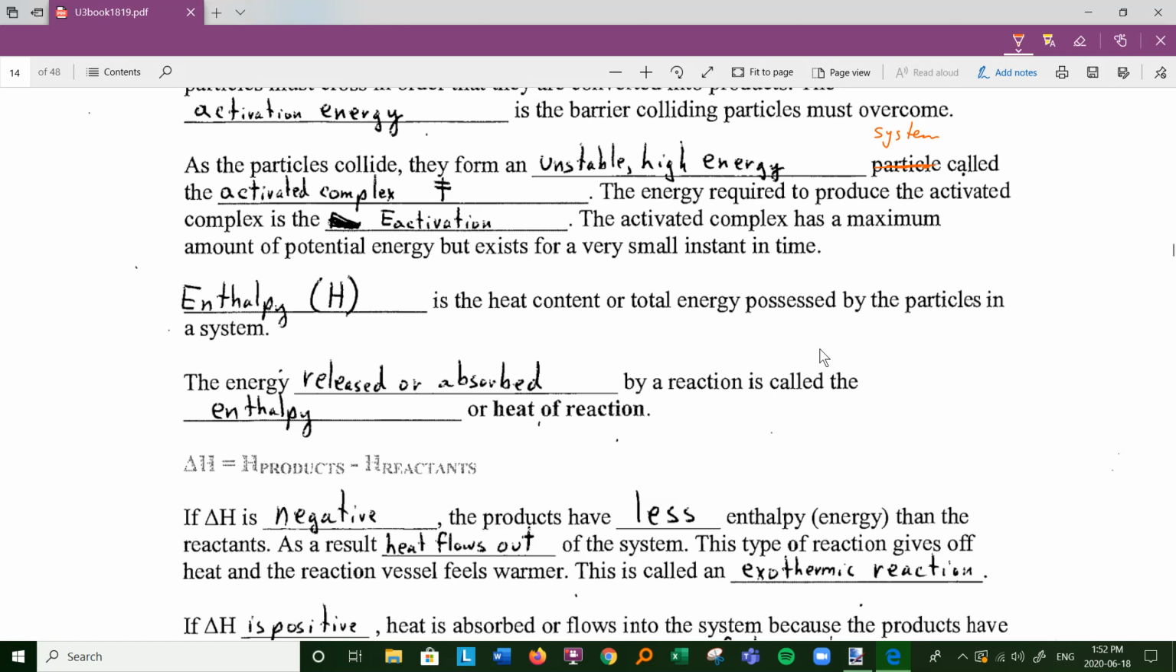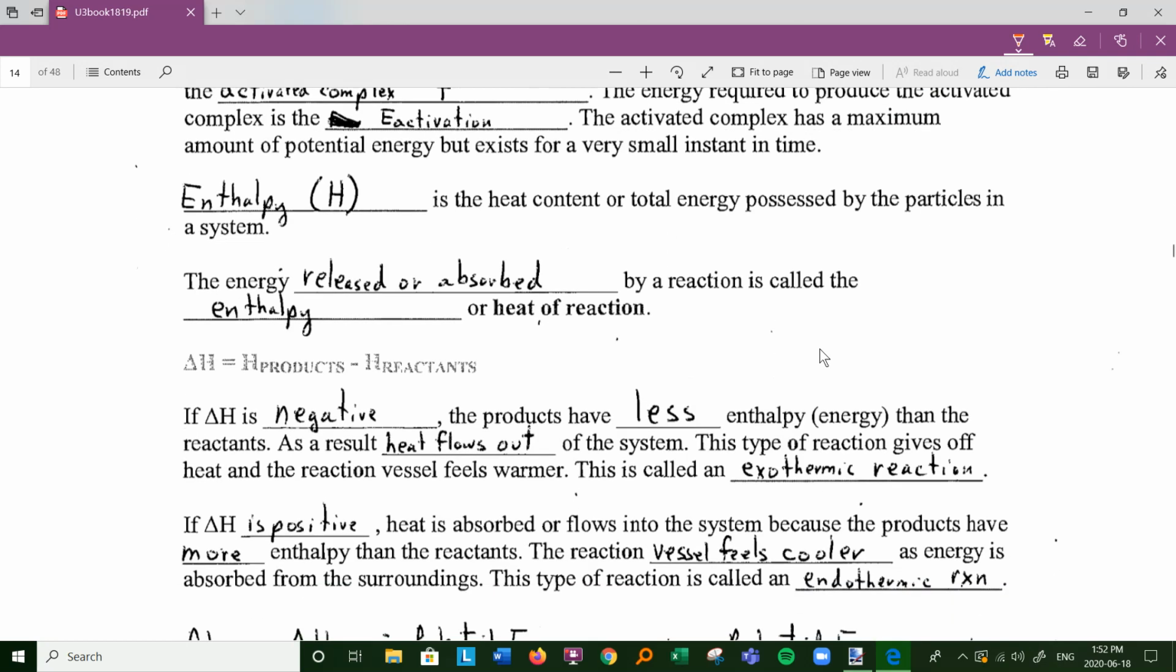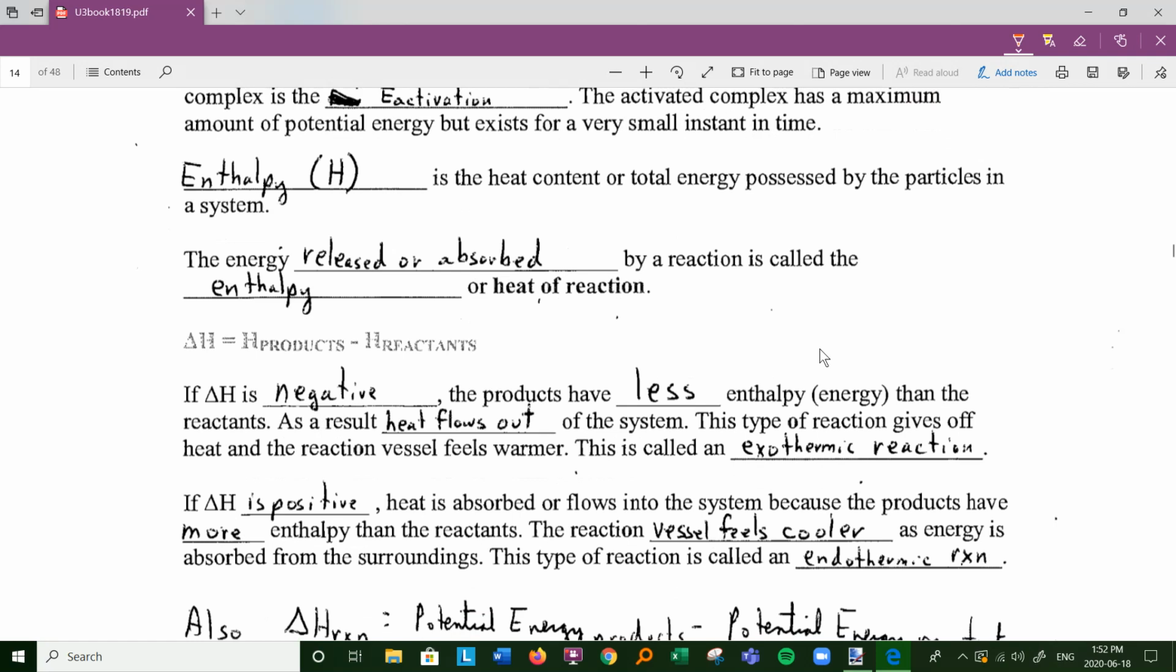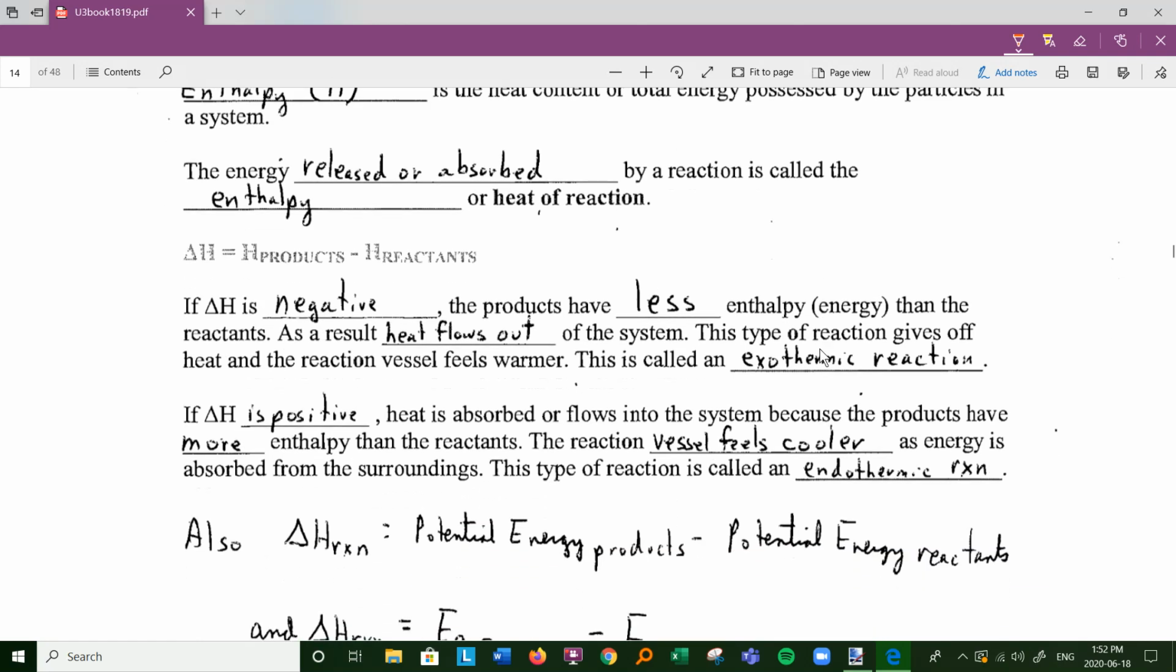Now, if you didn't hear before, enthalpy, or H, is the heat content or total energy absorbed by the particles in a system, and it can be related to energy. Very close. The energy released or absorbed is called the enthalpy or heat of reaction. So delta H is the H products minus the H reactants.